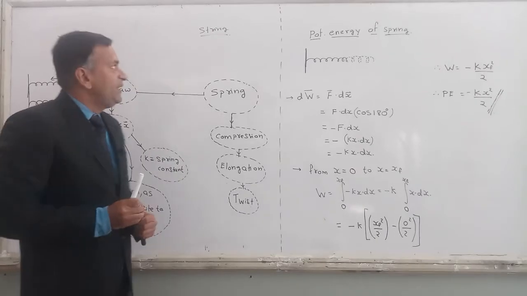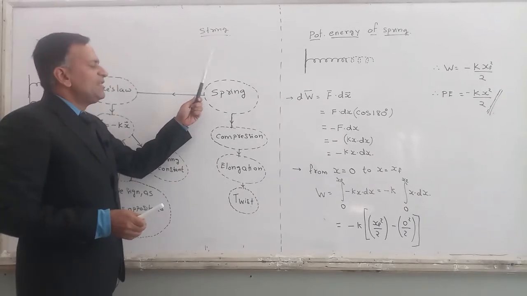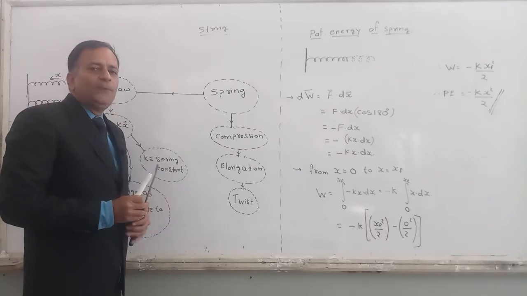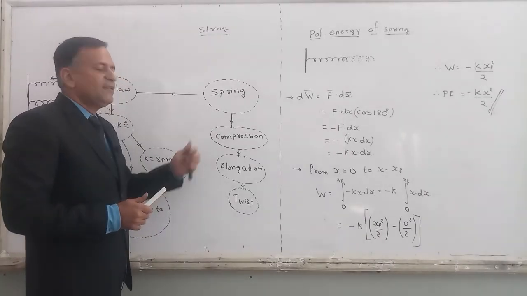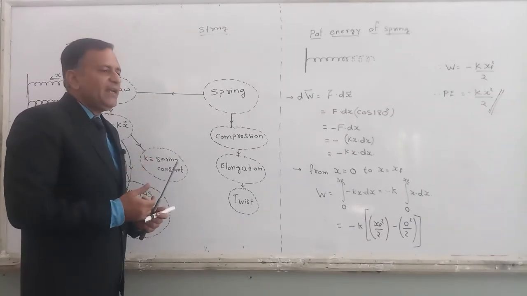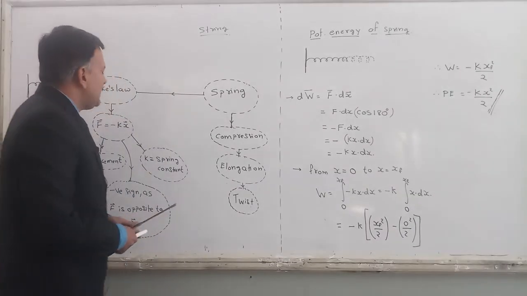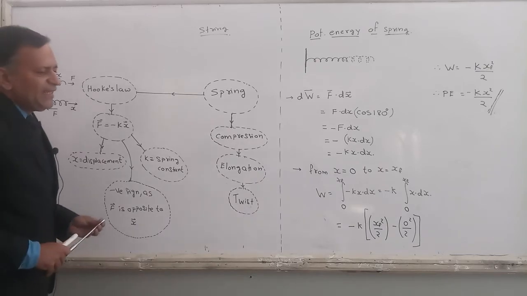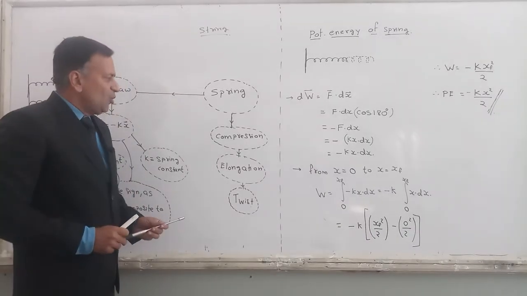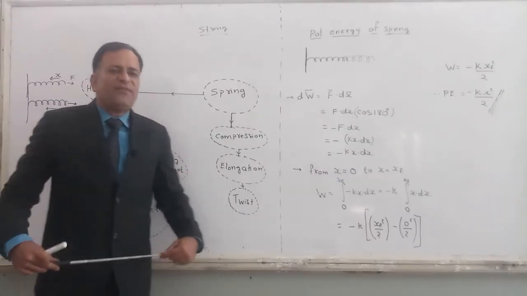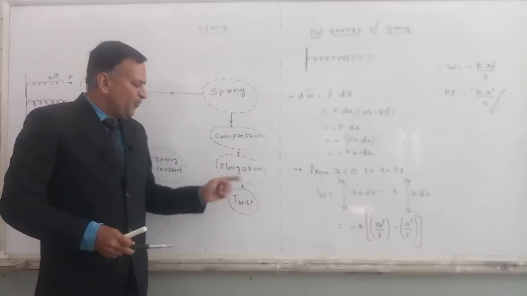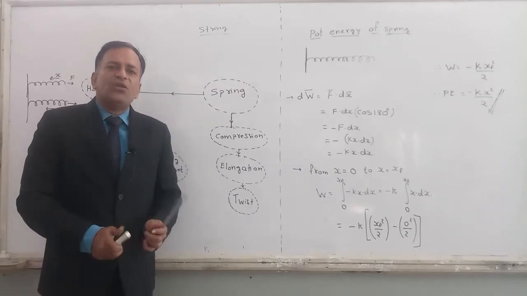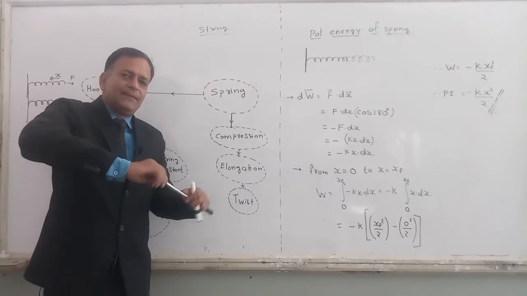And what are these strings used for? They are basically used to transfer the force of tension from one point to another point. This is about spring. What is a spring? Spring is basically a helical shaped body, and it provides us with three different types of force. First, the force of compression, the force of elongation, and the force of twist.